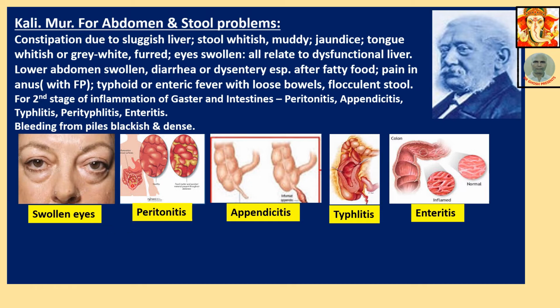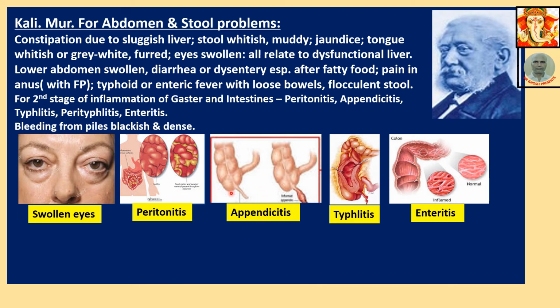Peritonitis, peritoneum. We have a thin connective tissue layer covering the inner side of the abdomen and abdominal structures. It's called peritoneum. Inflammation of the peritoneum is called peritonitis. It's a very serious disease. In earlier days, Kalium used to be used in these cases, but since it is mostly an infective case, modern medicine has taken the advantage more.